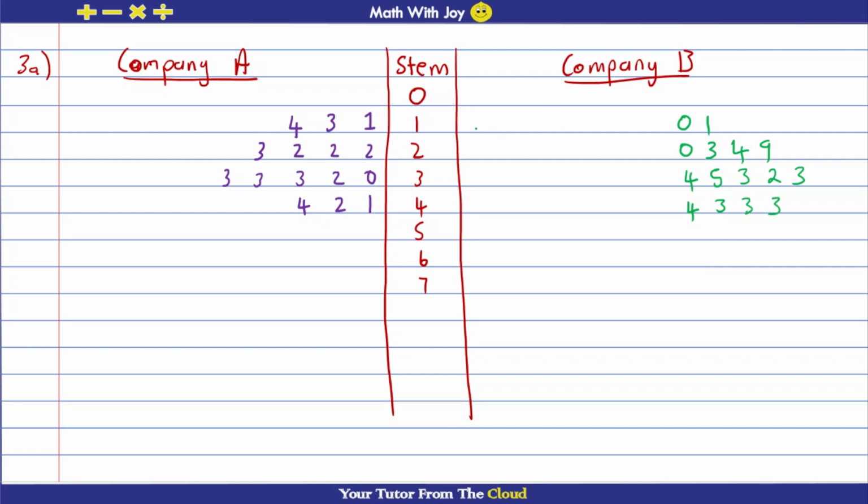Now let's put them in ascending order. 0, 1. Remember, we start from the stem and you go outwards. So that's a 10, 11. Then we want to write down 0, 3, 4, 9. And then you want to write down the 2, 3, 3, and then 4, 5. And then you want to write down 3, 3, 3, and then 4. So that's how you're going to represent your back-to-back stem and leaf.